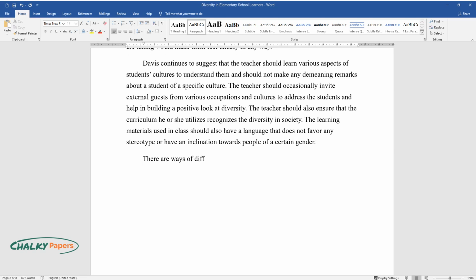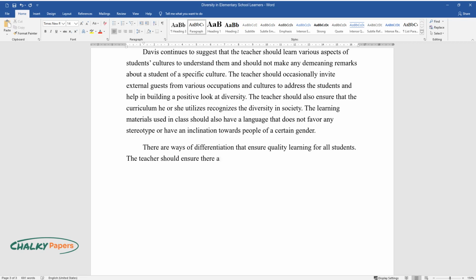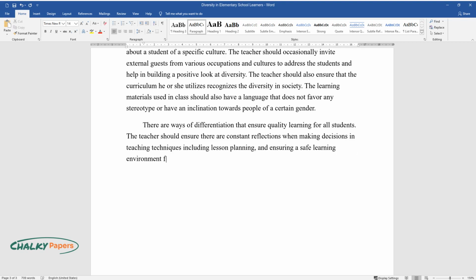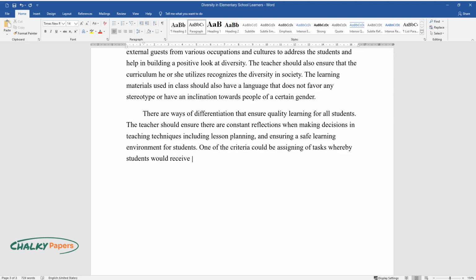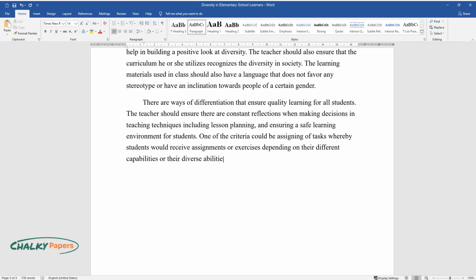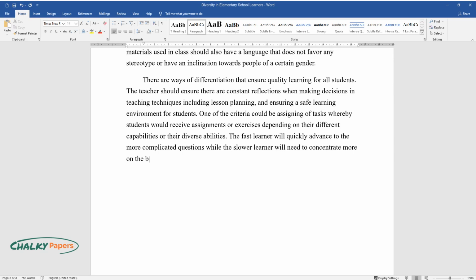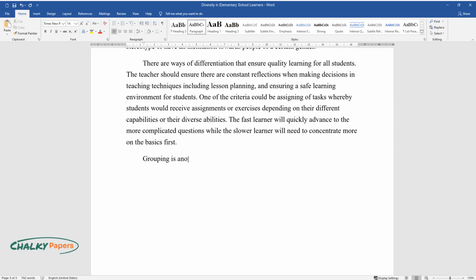There are ways of differentiation that ensure quality learning for all students. The teacher should ensure there are constant reflections when making decisions in teaching techniques, including lesson planning, and ensuring a safe learning environment for students. One of the criteria could be assigning of tasks whereby students would receive assignments or exercises depending on their different capabilities or their diverse abilities. The fast learner will quickly advance to the more complicated questions while the slower learner will need to concentrate more on the basics first. Grouping is another method that can be applied in differentiation.